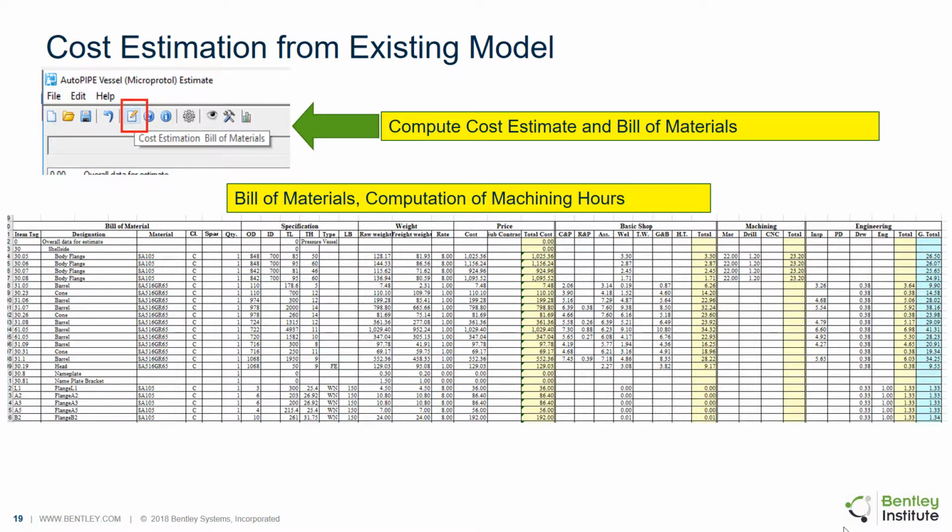Once the material rate is input, clicking on the cost estimation bill of material icon generates the cost estimation and bill of material in Excel file format. Shown here is the bill of material sheet of the estimate file, listing the components according to the item tags, descriptions, materials, ID, OD, length, thickness, the freight weights, raw weights, and the computed cost.